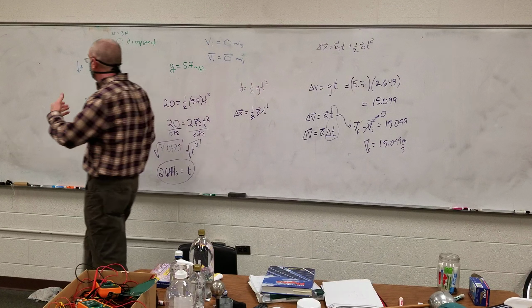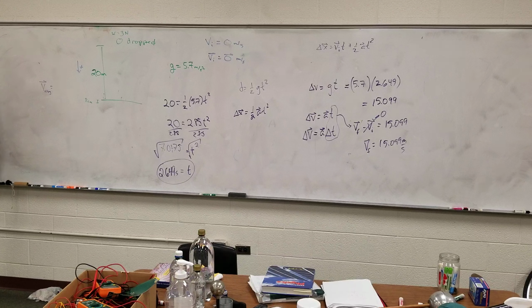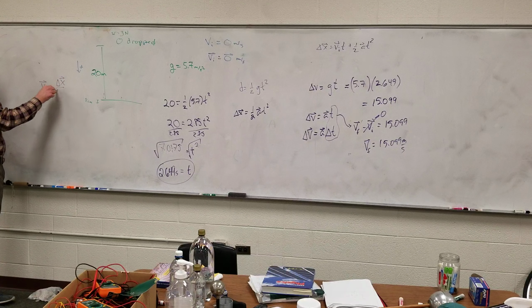Which brings us to the next one for average velocity. There are two ways of finding average velocity. One way is always true. No matter if you're doing a calculus-based course or conceptual physics, the average velocity is always going to be the displacement divided by time.